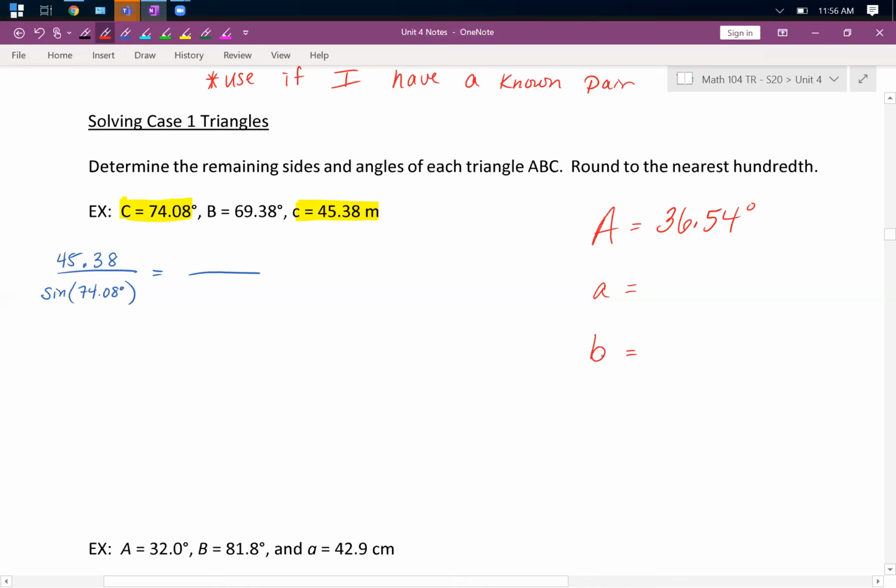So it doesn't matter. We're doing A's. Let's find side A. Side A is unknown, goes in the numerator. We're going to have sine of 36.54 in the denominator, and now we need to solve for A. What should we do to solve for A? Can you cross multiply? Absolutely.